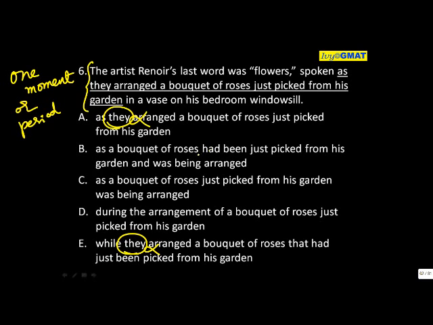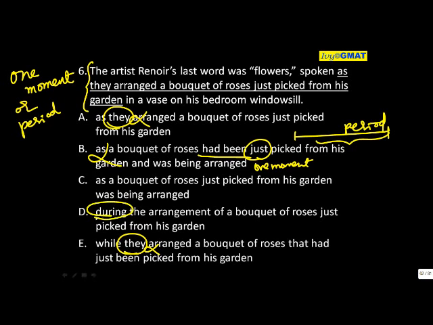If you use the word had been picked up, does it mean one moment or does it mean a time period? Had been and just means one moment. And had been means over a period of time. Illogical meaning, not possible. Option C is okay. D says during. It's a period or a moment, we have already decided. During always means a period, where the question is about a moment. The question is only about a moment, and option C is perfectly fine.